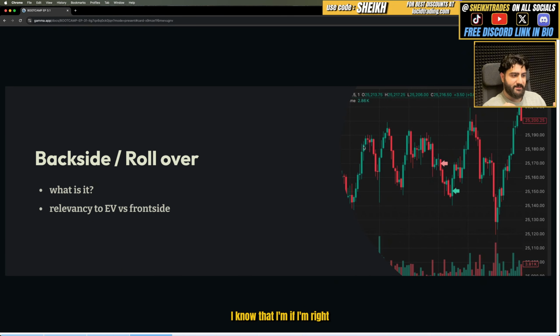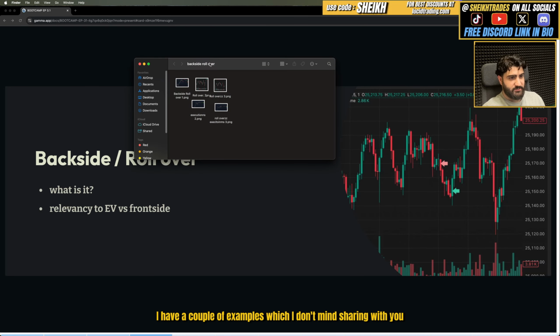I know that if I'm right, I should experience minimal drawdown, which in the long run increases your risk to reward, which in the long run increases your expected value, which in the long run increases your equity curve, so you're making more over time. And in general, you'll see me talk about backside or rollover a lot. And I have a couple of examples, which I don't mind sharing with you.